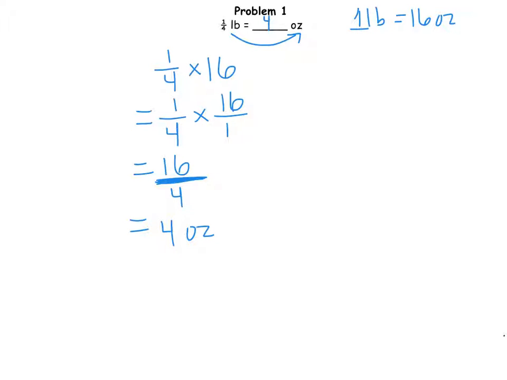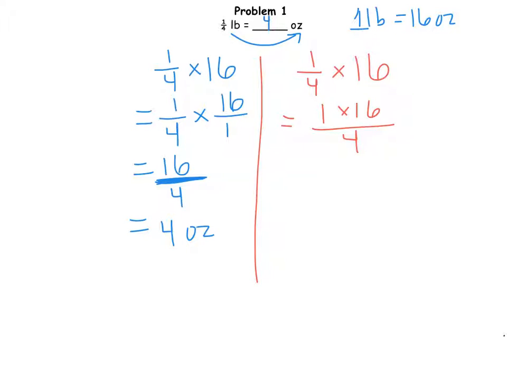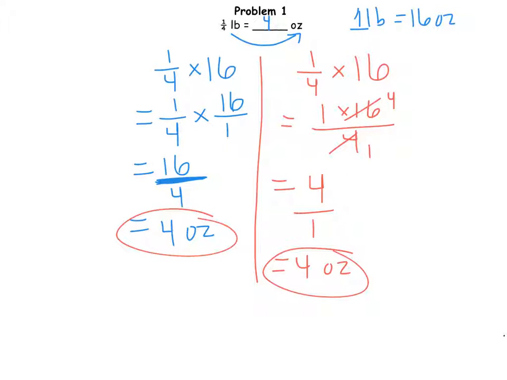Another way we can solve this is I start with what I know, which is 1/4 of a pound times 16 ounces. But this time I'm going to put my numerators together because I know 4 times 1 is always going to be 4. And I can simplify. 4 can go into 4 and 16, so 4 divided by 4 is 1. 16 divided by 4 is 4. So 1 times 4 is 4, and it's over 1, which is equal to 4 ounces. Either way gets me the correct answer.